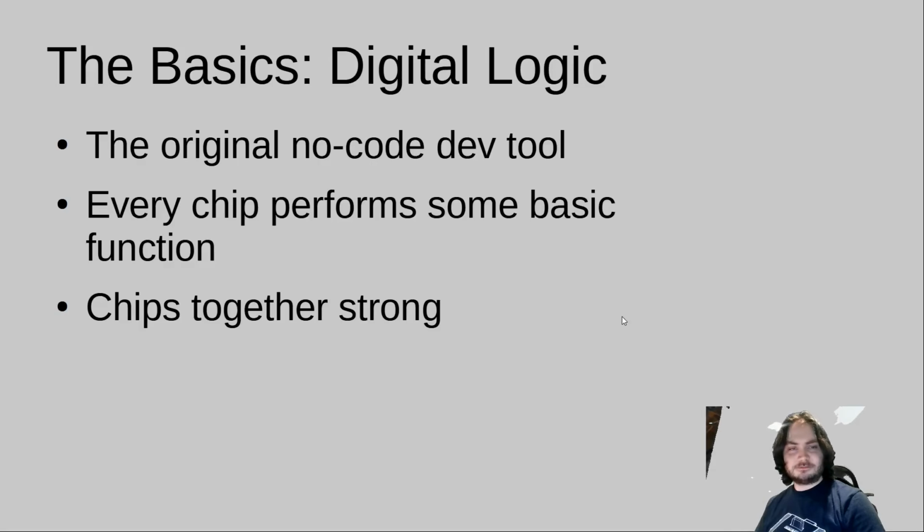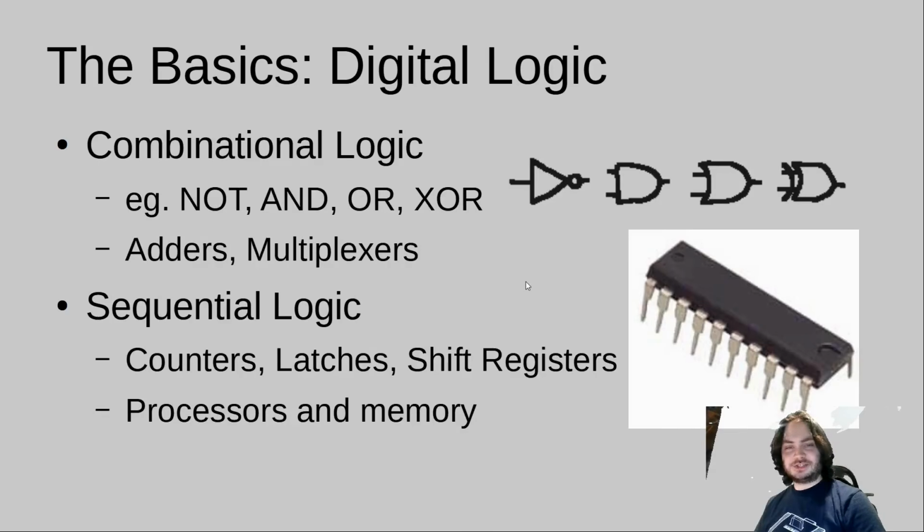more complicated circuits. You have your combinational logic. These are things like not, and, or, exclusive or. Adders and multiplexers fall into this category too. These are sort of your Boolean logic gates. And then you have your sequential logic, which is anything that changes state over time. So its next state depends on its previous state and not just the current state of its inputs. And that's going to be any processors, memory, counters, latches, shift registers. We won't be using any processors and memory for this today, so this is all going to be pattern generation of color video.